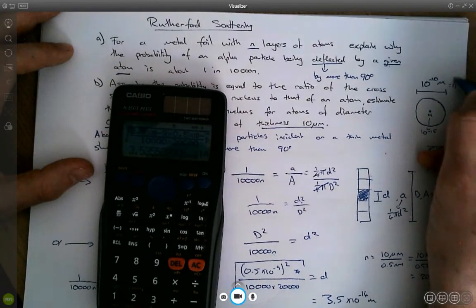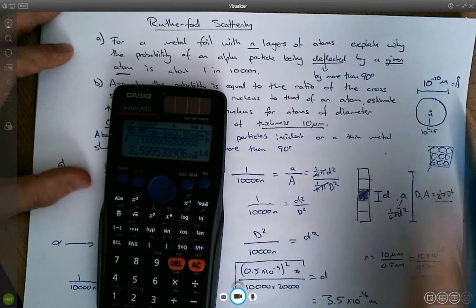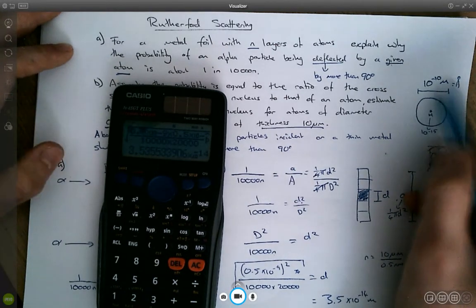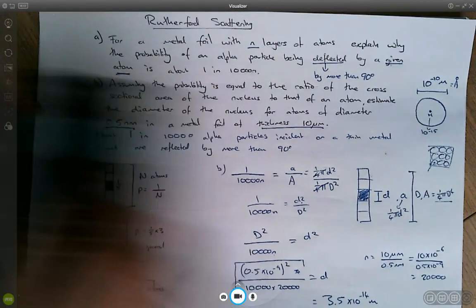Interestingly, this has a name as a unit. This is called an angstrom because it's a very convenient method of measurement. However, this is not something that we need to use in A-level physics. This is something that comes up more in chemistry.